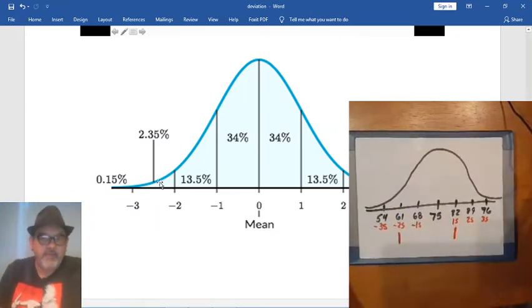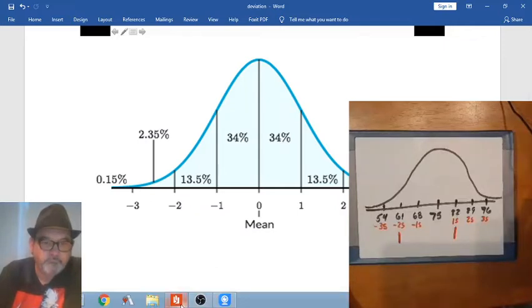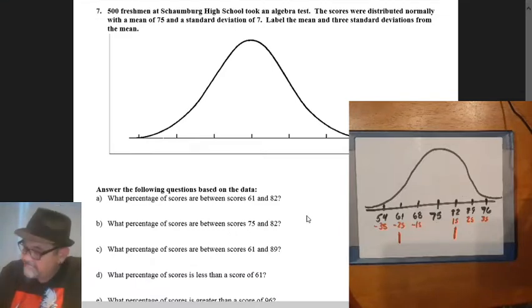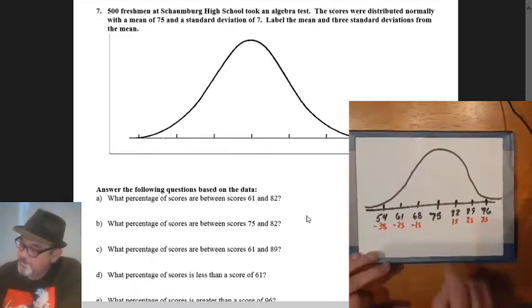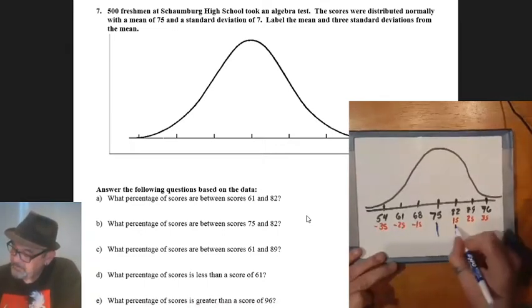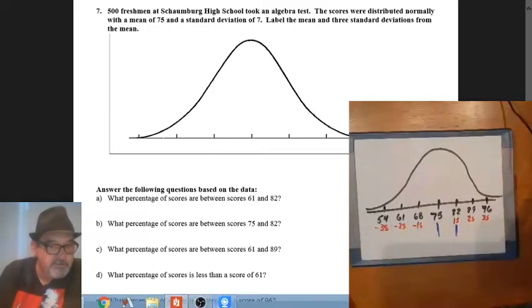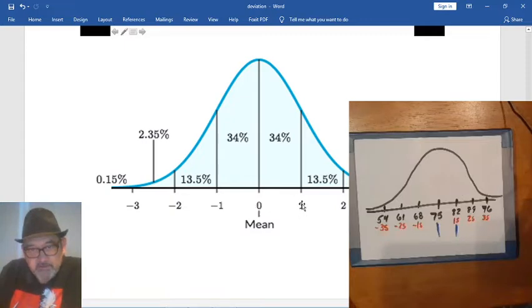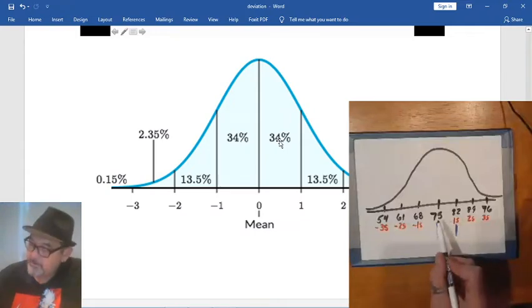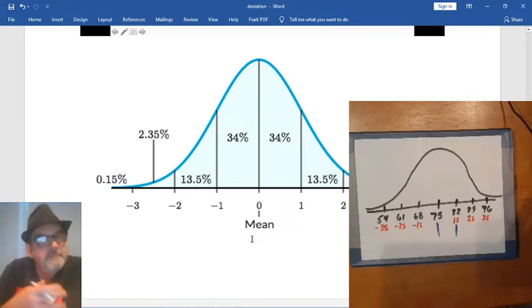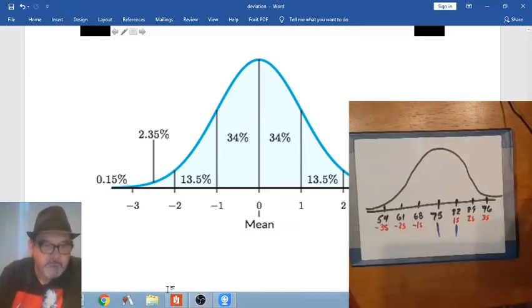All right, let's go back and check out another question here. What percentage of scores are between 75 and 82? Okay, so now they're asking us from the mean here to this point here. What percentage is this? Let's just go back and refer to our chart. Well, between the mean and the first standard deviation, it's 34%. So 34% of the test scores fell between 75 and 82. Okay? This is kind of the style of question that they're going to ask you.